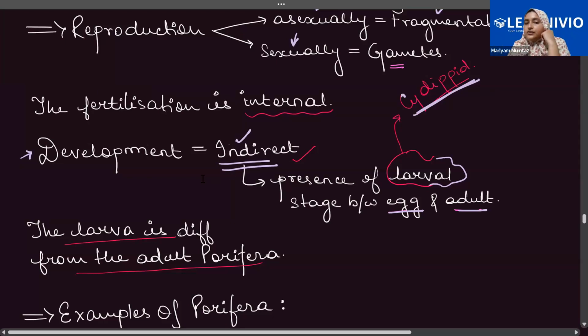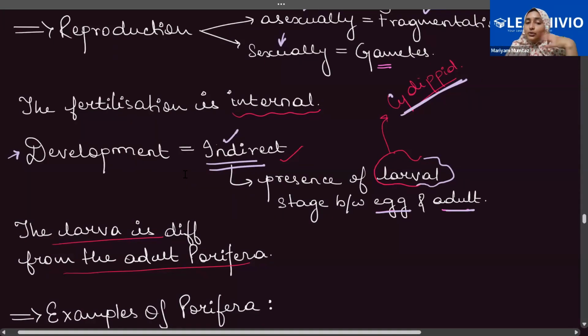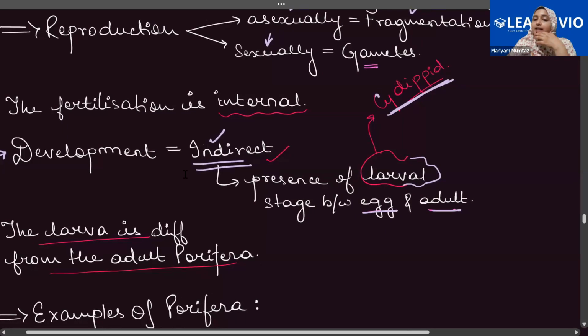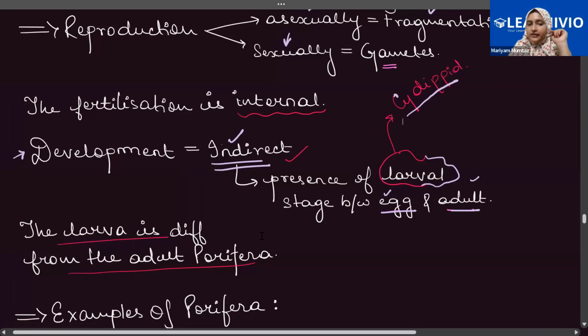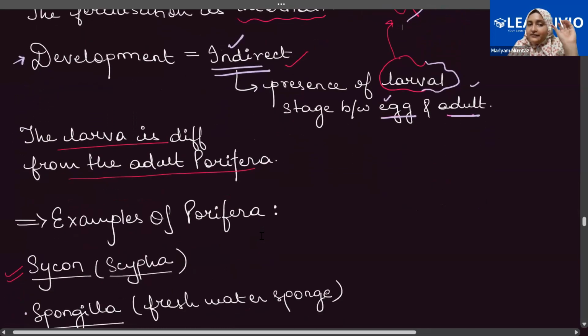So in the lower organisms, the larval stage is there between the egg and the adult stage. Now the larva of the poriferans is known as amphiblastula larva. It is a little extra information. If you want to remember, you can remember. If you don't, no harm. It is the larva of poriferans. Now the larva will 100% be different from the adult poriferan. It would not look the same.